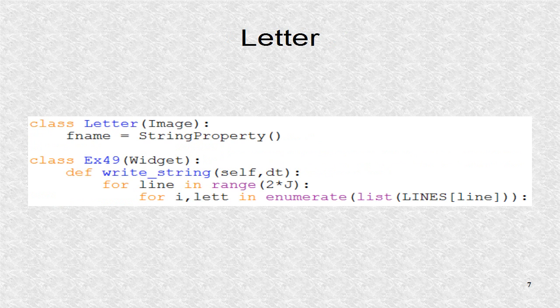7. The Letter class has a string property, which will be used to hold the image string. Next, in the root, there is only one function, writeString. It uses an integer variable to iterate over the 2j lines. Next, for each line, we iterate over all the individual characters in the particular line.